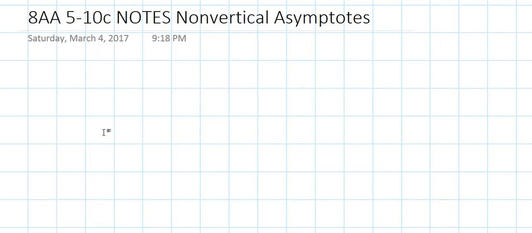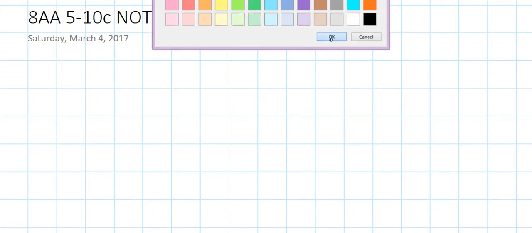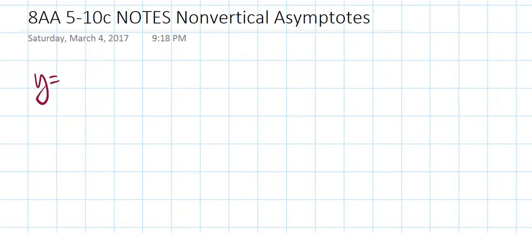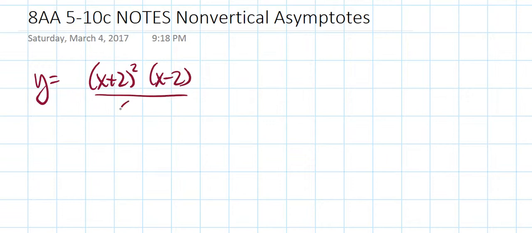Hey mathematicians, let's go ahead and have a look at some problems with non-vertical asymptotes. All right, so what are we talking about here? Easiest thing to do is just do it by example. So let's have a look at the following function. Okay, suppose y is equal to (x plus 2) squared times (x minus 2) over (x minus 1) squared.